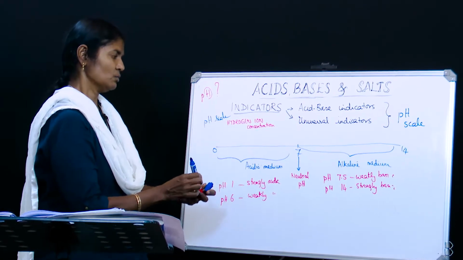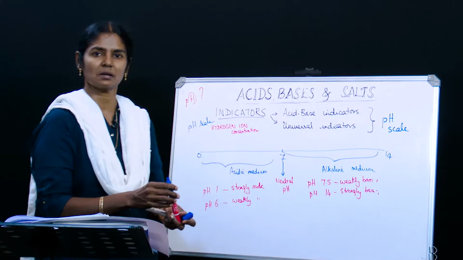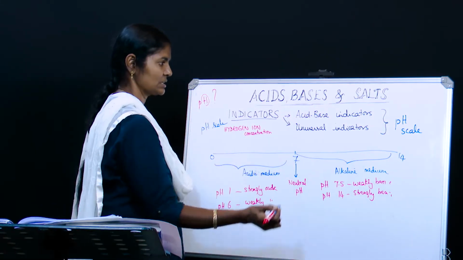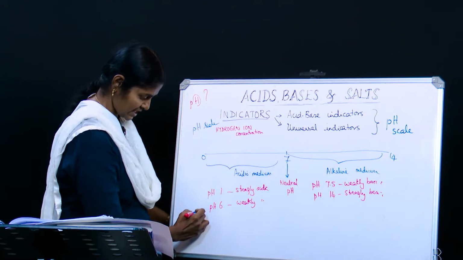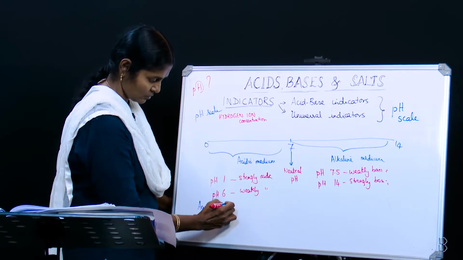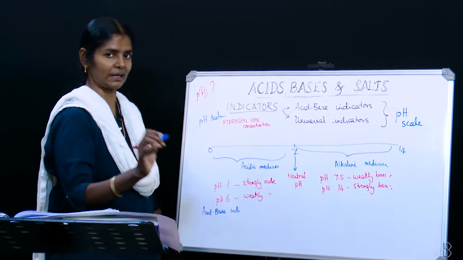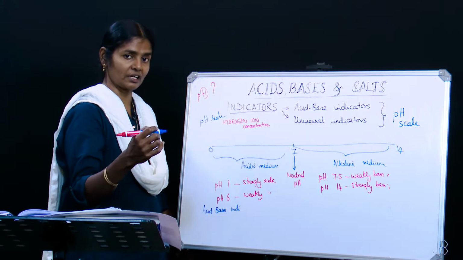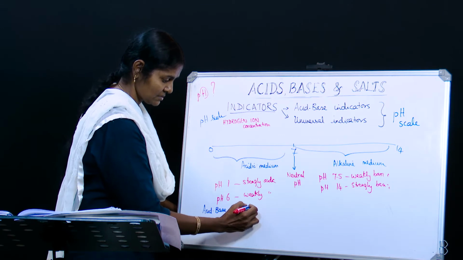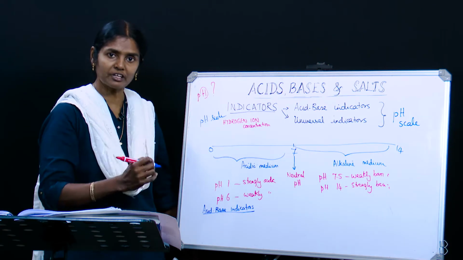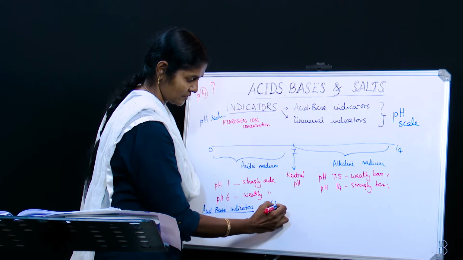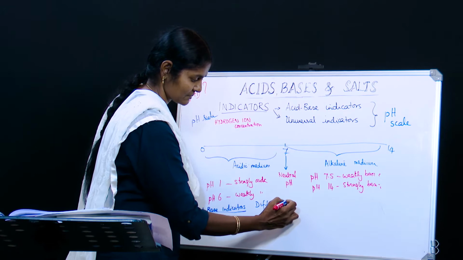Now what does this universal indicator mean? Before going to the universal indicator, we can also see the types of acid base indicators. In our vehicles we have only lights to show. There are no different lights like green lights or orange lights. But here these acid base indicators will give different colors in acid medium and basic medium.